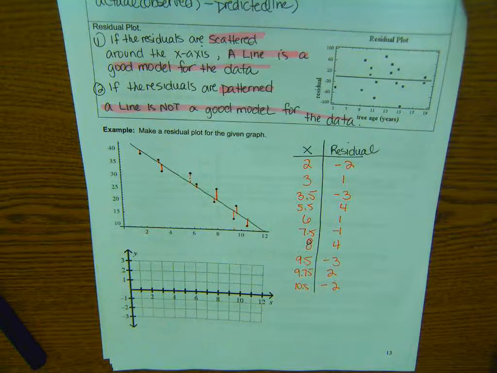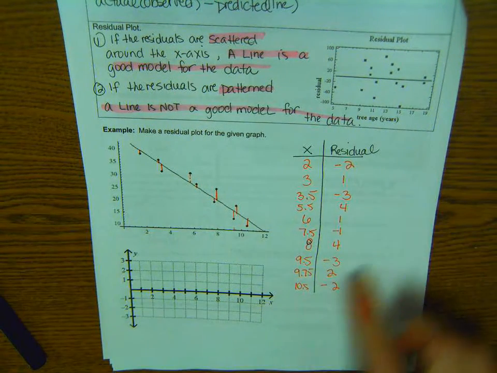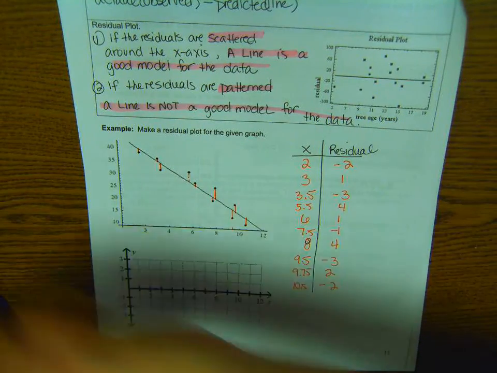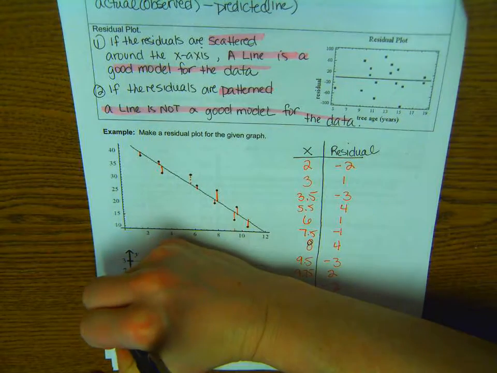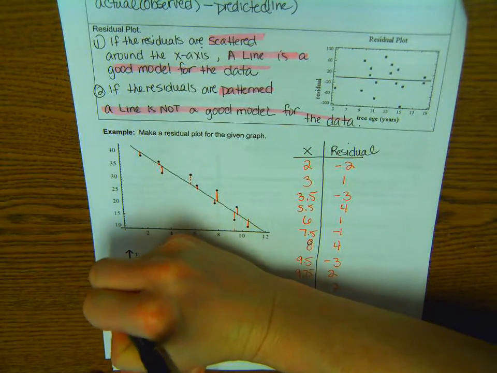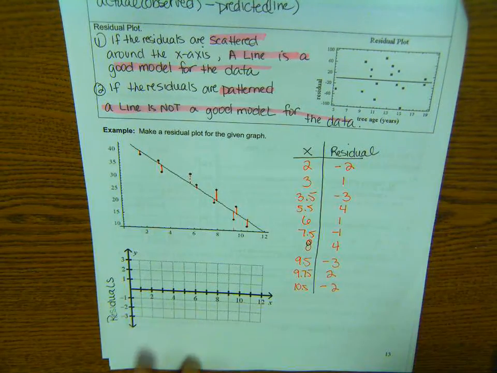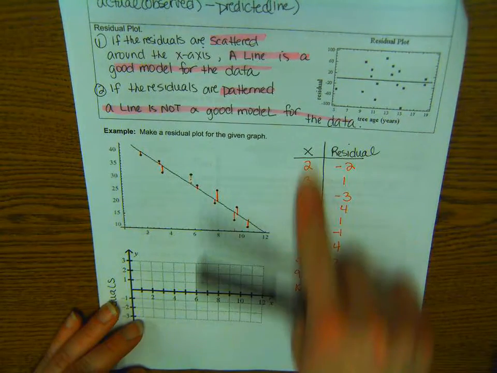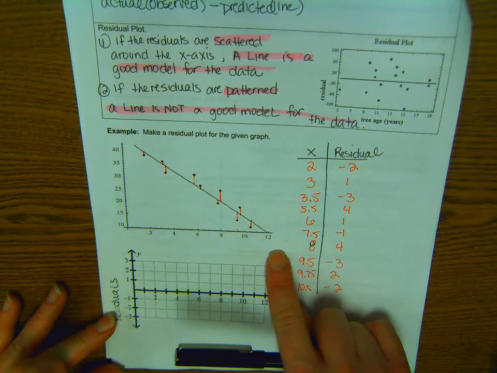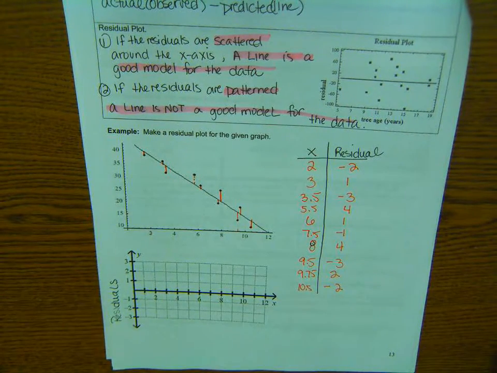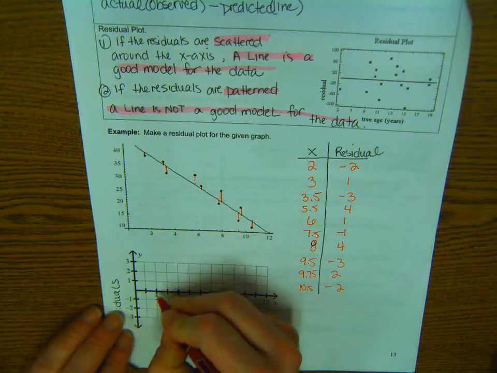Okay, so now this is how we make a residual plot. We take these residuals and we plot them on the y-axis. So let's label that. And on the x-axis, we graph the x value. So the x-axis is the same as the x goes up here. So would you plot those residuals for me? Some of them are going to go above the grid that I gave you. So just do the best you can.